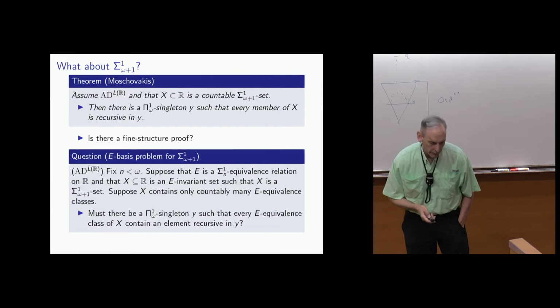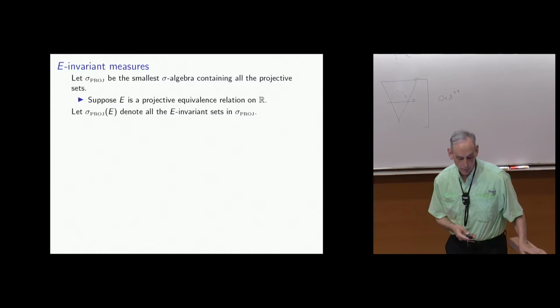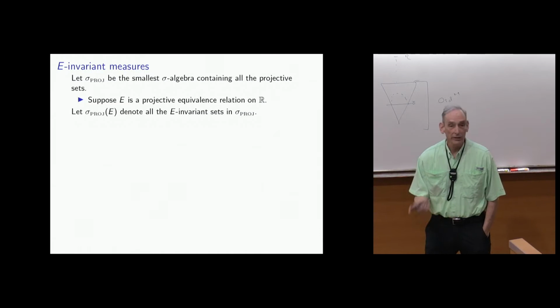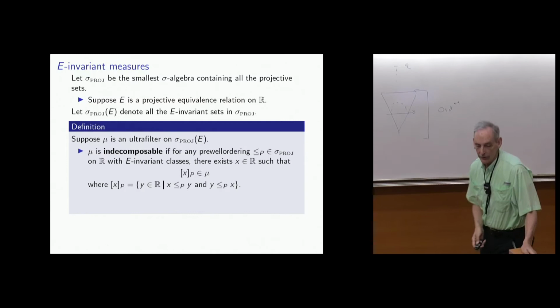and I think is an interesting classification problem. So it's related to one about E-invariant measures. Let Σ-projective be the smallest σ-algebra containing all the projective sets. Suppose E is a projective equivalence relation on R. Let Σ-projective-E be all the E-invariant sets. So we're just looking at the σ-algebra of the projective sets. We have a lightface projective equivalence relation. I might as well make it on all the reals because we don't care now. Suppose we have an ultrafilter on Σ-projective-E. So this is an ultrafilter on the E-invariant sets.